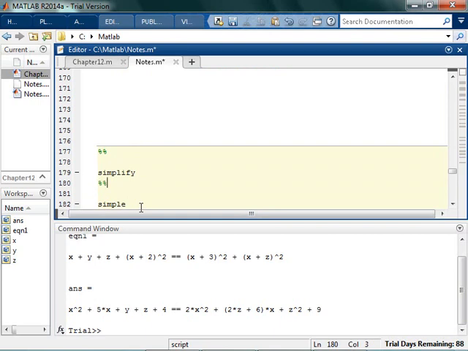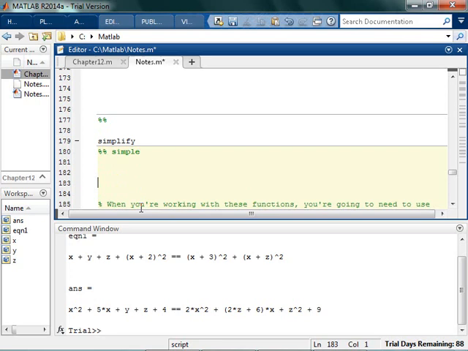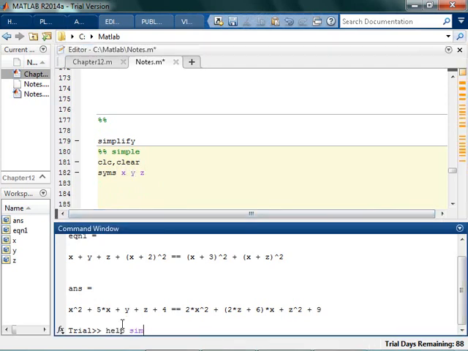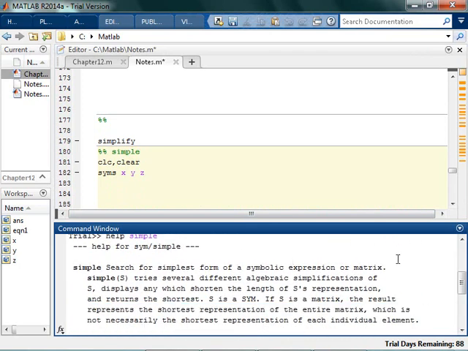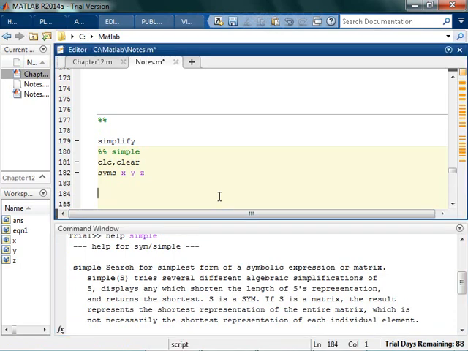Let's do simple. I think simple is kind of fun. I forgot what it did, but I remember seeing it a minute ago and thinking, this is amazing, we have to talk about this. clc, clear, syms x y z, simple. Let's just Google it. Okay. It searches for the simplest form of an expression. Oh, that's amazing. That's very nice of it.